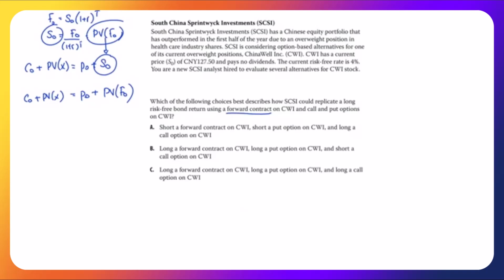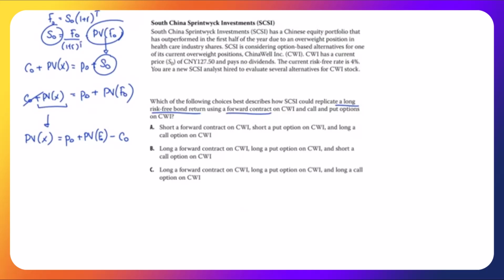Now what have we got to do? Replicate a long risk-free bond. So we want to isolate this PVX. To do that, let's deduct C0 from both sides. That would leave us with PVX here: P0 plus the present value of the forward price minus C0. Which does that tie into?